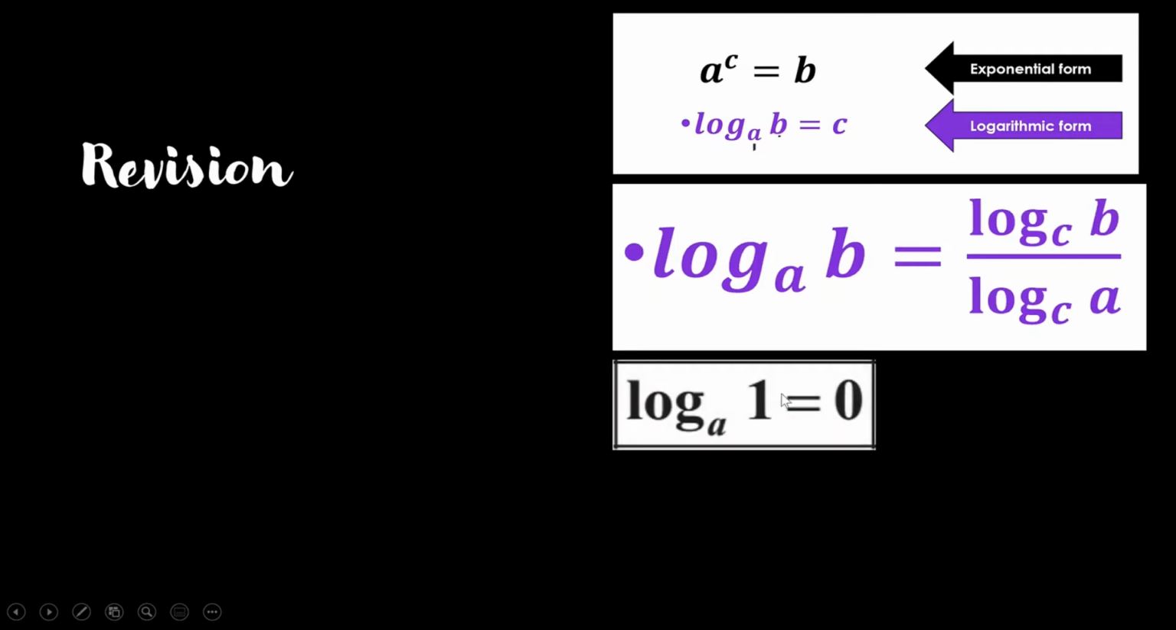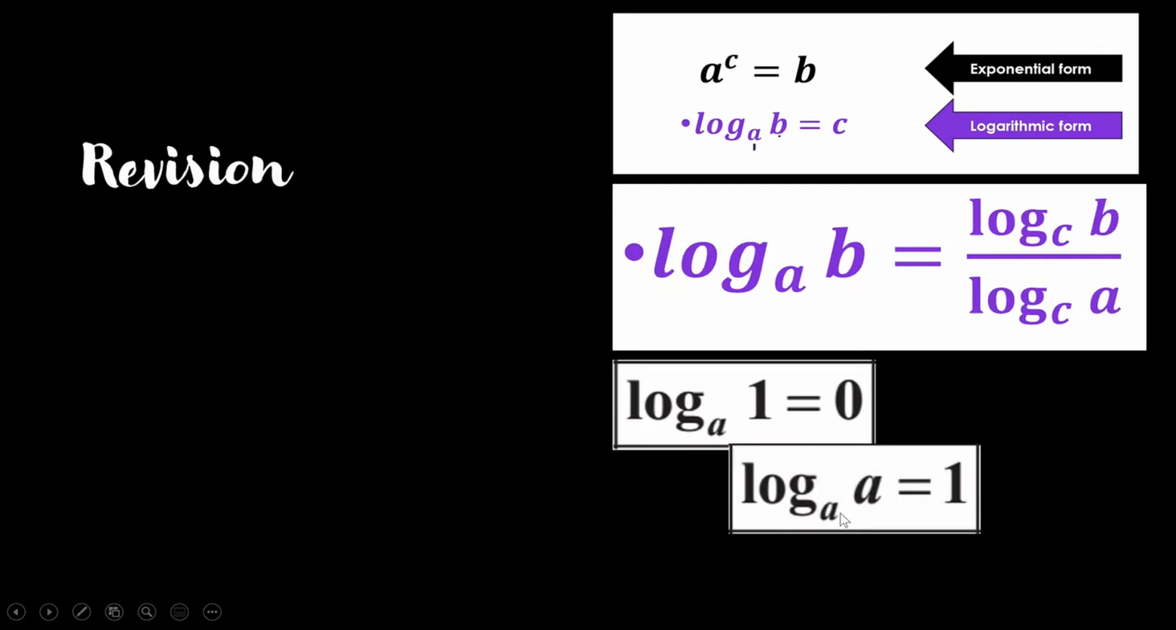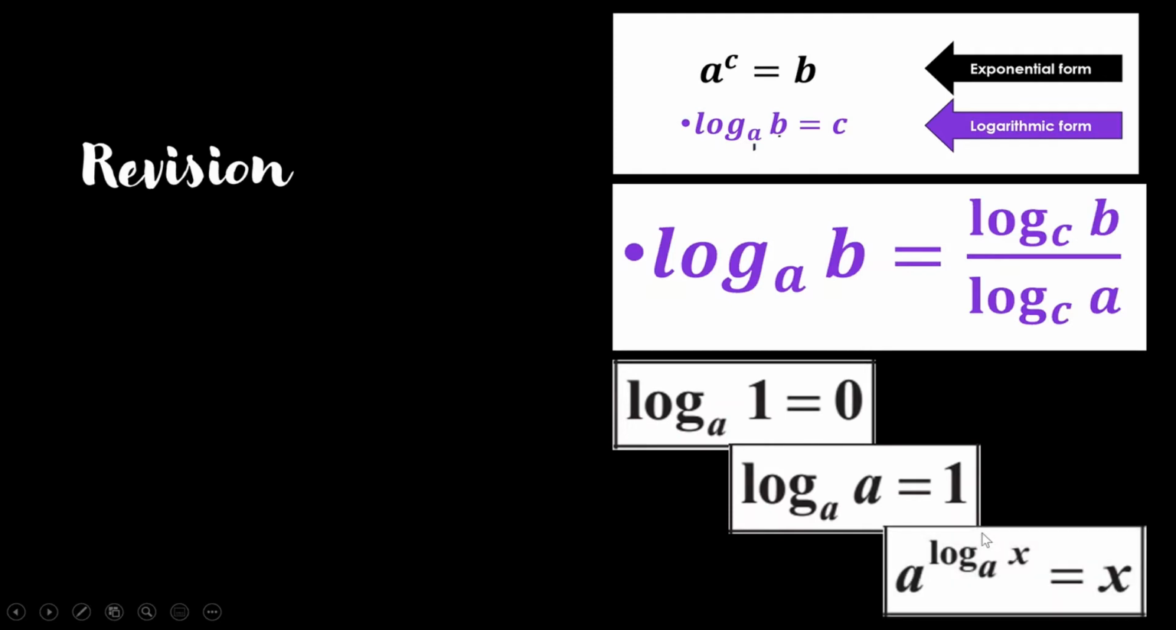The third thing that we had learned is that log of 1 with base A is always 0. That means if the argument is 1, the value becomes 0, whatever the base. Next, if the base and the argument are the same, then the logarithmic value is 1. Also, a to the power log of x with base a, if you get your question in this form, then the value becomes x. Here the argument is x and the total value also becomes x.